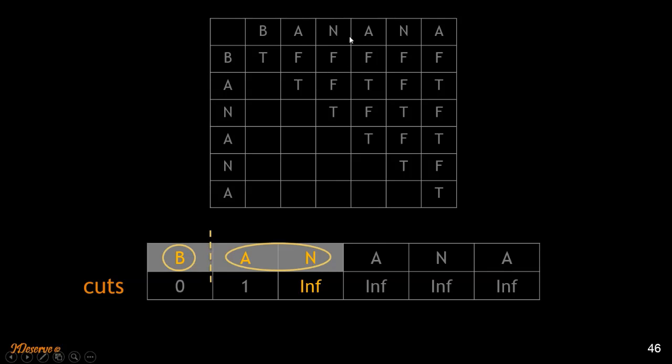So let's look for it in the table. If it is a palindrome, we won't require any cuts for that. AN is not a palindrome from the table. What we need to do is split it up further. Let's split it here.